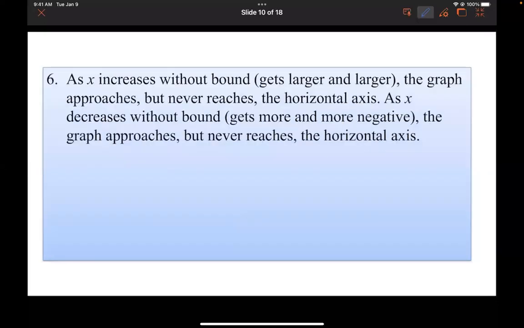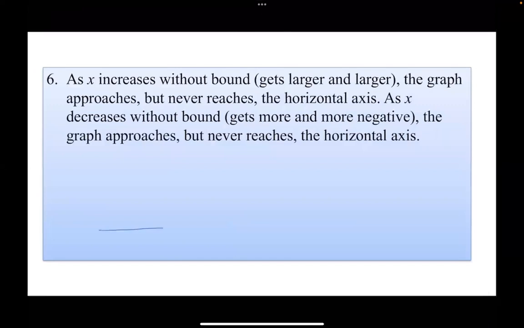So as x gets bigger and bigger, the graph approaches but never reaches the horizontal axis. As x gets smaller and smaller, the graph approaches but never reaches the horizontal axis. So when we have our curve, if this is my axis, it's going to get super close, but it's never going to touch it. It just gets super, super close. I don't remember which math it is, I don't know if it's in 65 or 95, but if you remember asymptotes, the x-axis is an asymptote.